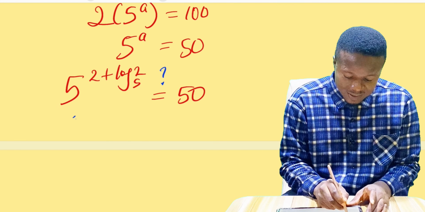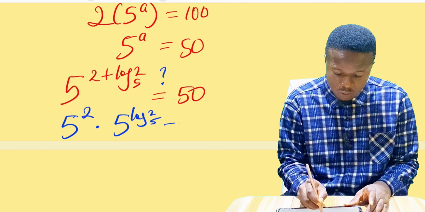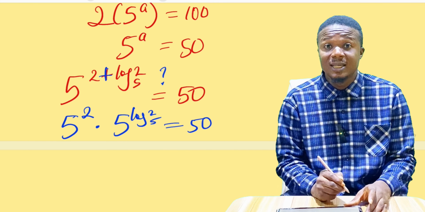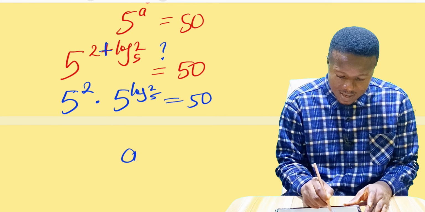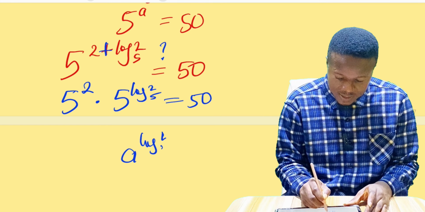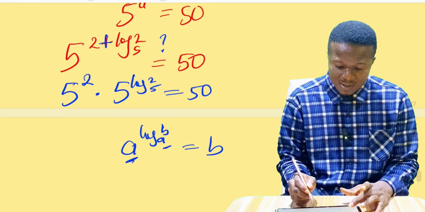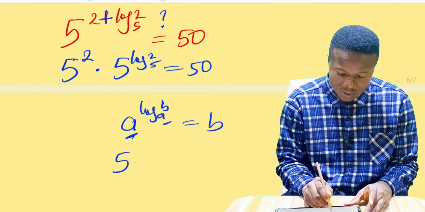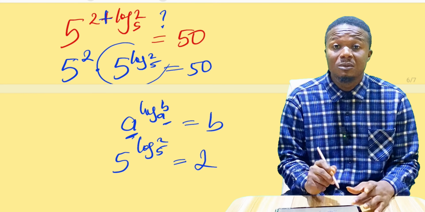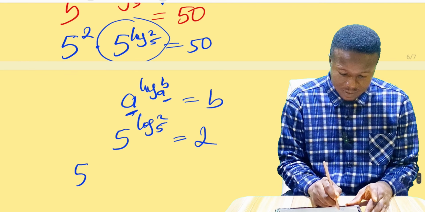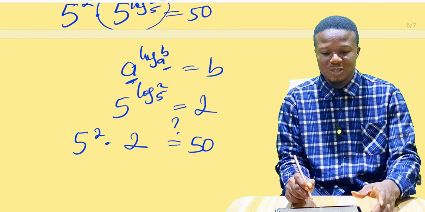Okay, so from laws of indices, you can call this 5 power 2 multiplied by 5 power log 2 base 5 equal to 50, because multiplication ensures that you can add the powers, right? Now, if you have log b base a, when the base here and this base are the same, it means that the answer is b. So in the same vein, when you have 5 power log 2 base 5, the answer will also be 2. So I'm going to replace this with 2, if you know logarithm laws. So you have 5 power 2 multiplied by 2. Can this give us 50? That's what you want to find out.